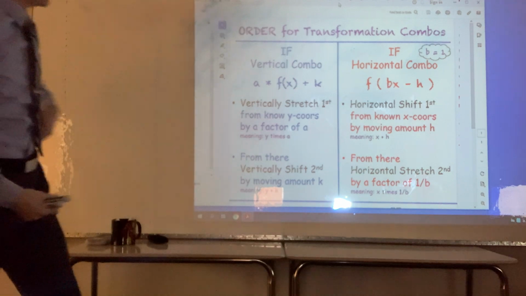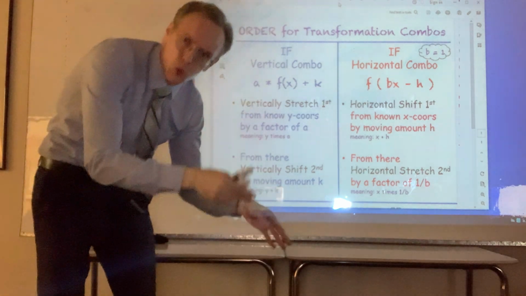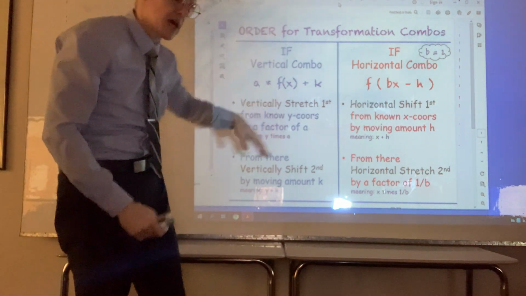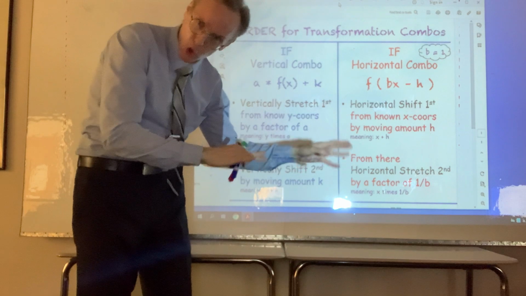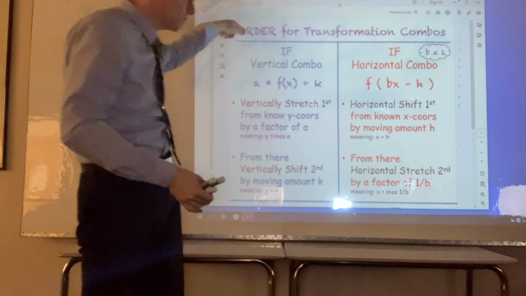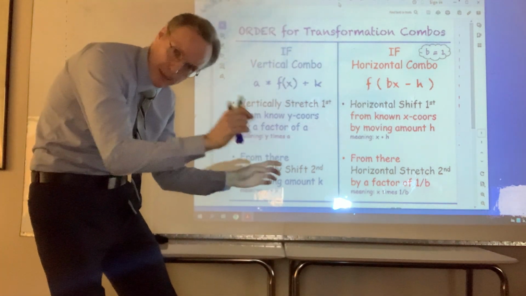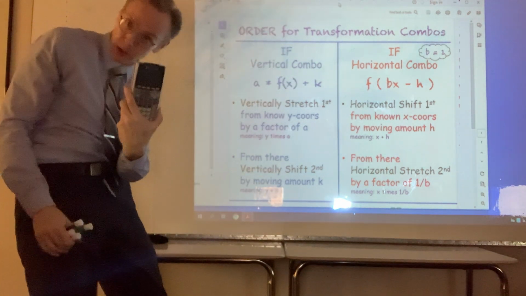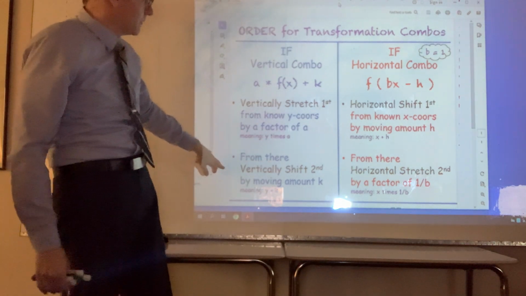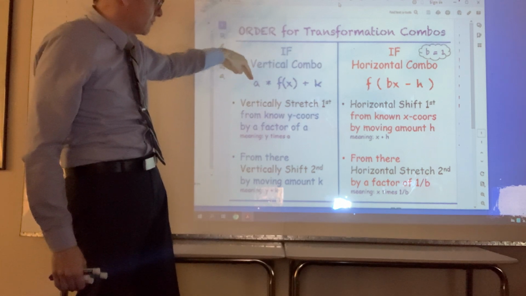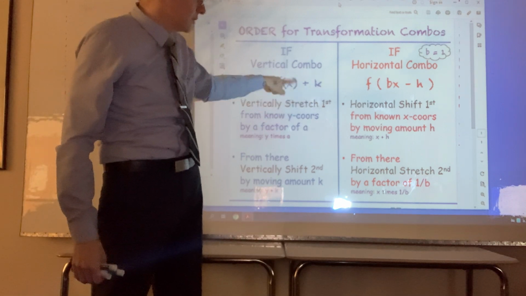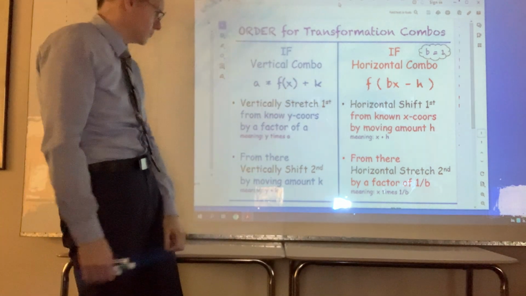All right. Let's say that you had maybe two transformations happening at the same time. Let's just say hypothetically that you have nothing but vertical combinations going on. The order of operations for dealing with this, if you were doing it by hand rather than using your calculator, which largely you will, is this. If you have vertical combinations, you might have a number up in the front here, and maybe a number behind whatever the function is.